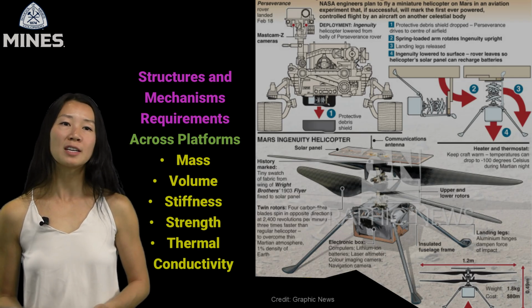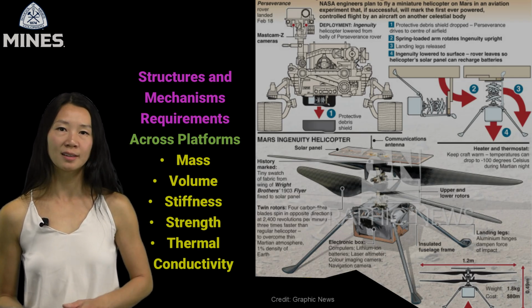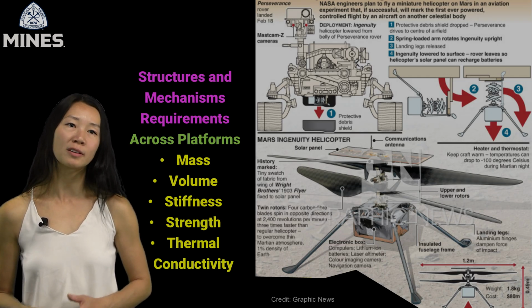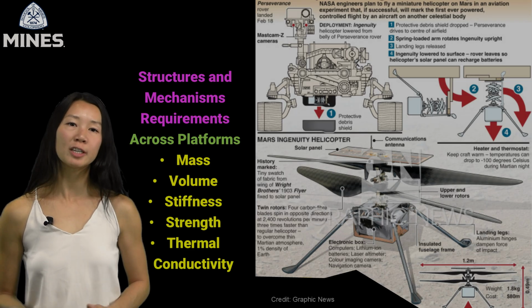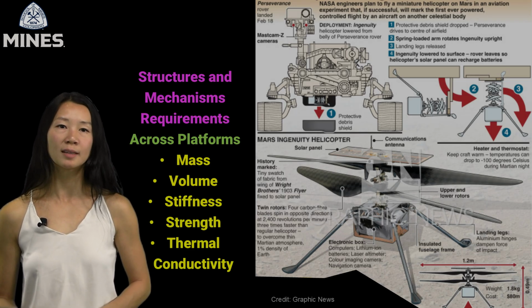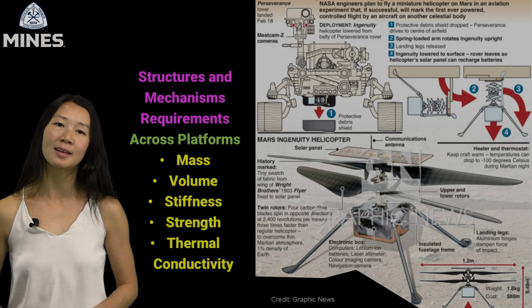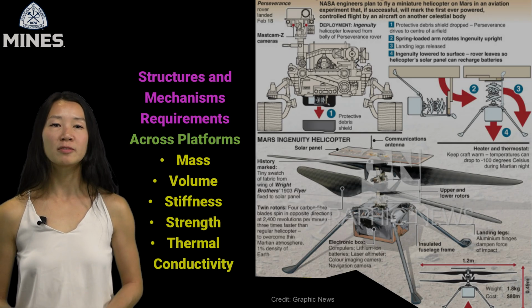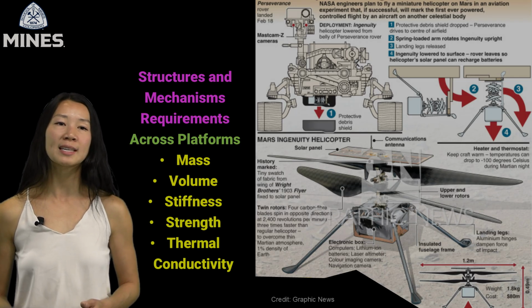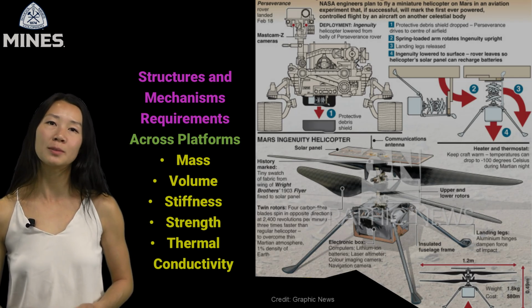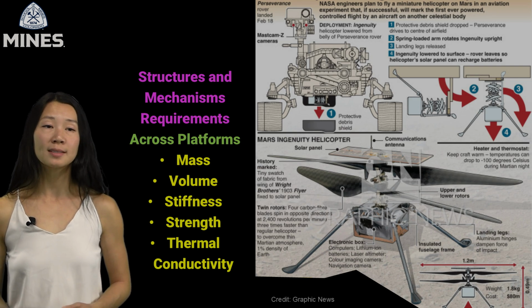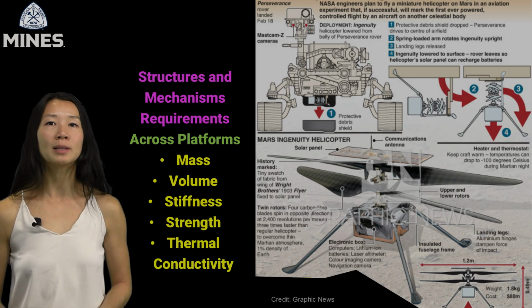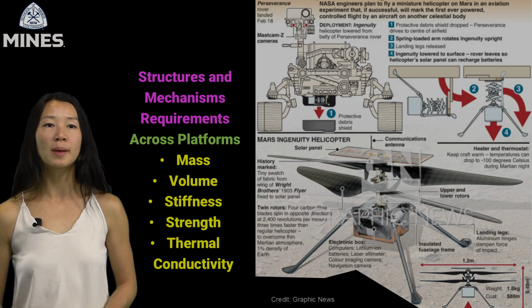For mass and volume, Ingenuity had to be incredibly light, just 1.8 kilograms, and compact enough to be stowed underneath the Perseverance rover. Every gram counted, especially for flight in a Martian atmosphere that's only 1% as dense as Earth's. For requirements on stiffness and strength, the carbon fiber rotor blades needed to withstand thousands of RPM with minimal deformation. Likewise, the landing legs had to be strong enough to absorb touchdown forces, but light and compliant enough not to add mass or bounce the craft.